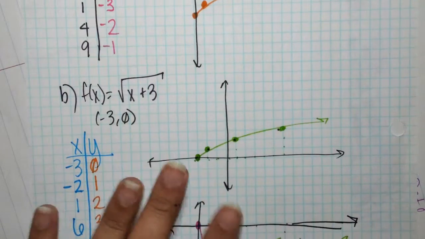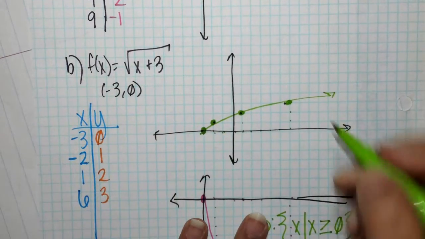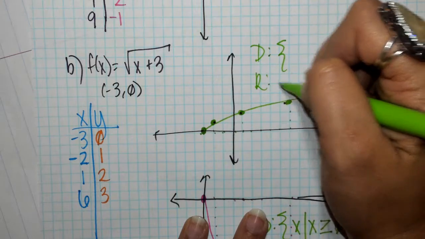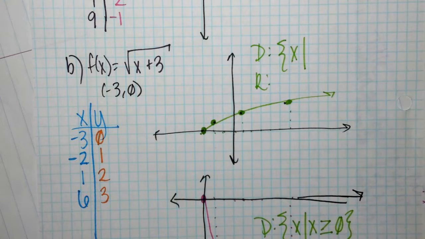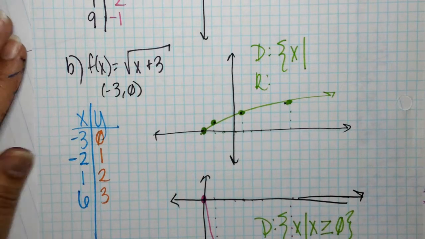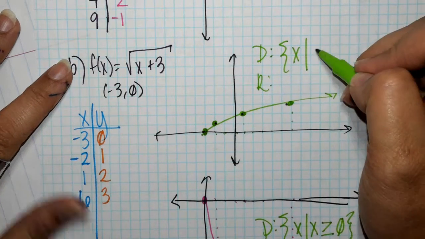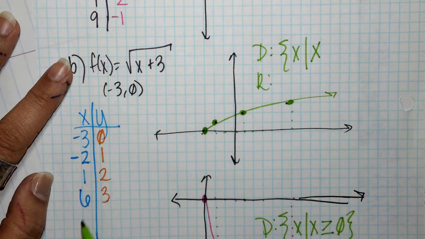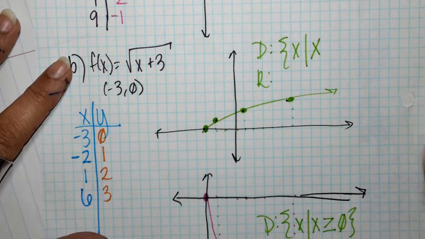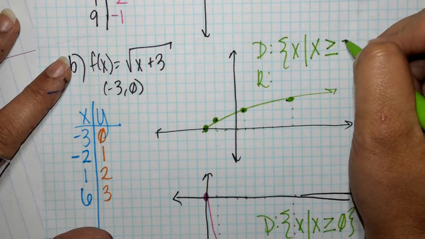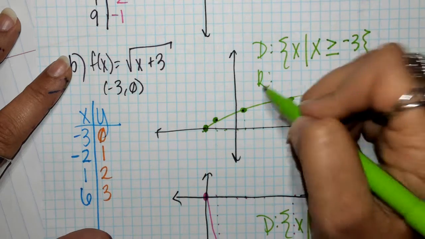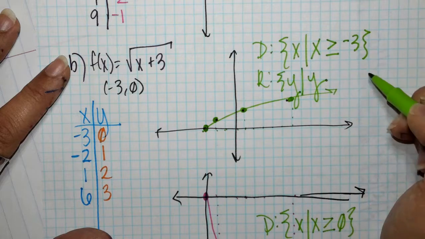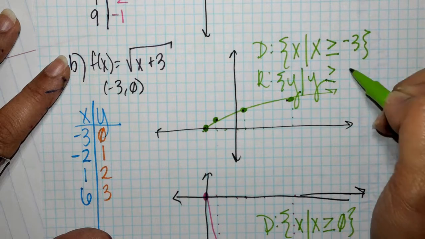Now let's look at our domain of this one, b. Did our x values change this time? They went negative. So it's x when what? Did we get less than negative 3 on our x-axis, or did we get greater than negative 3? Greater than or equal to negative 3. What about our range? y is greater than 0.